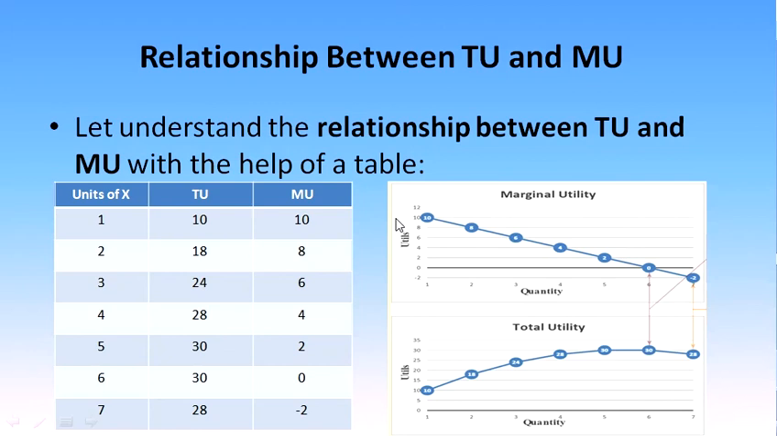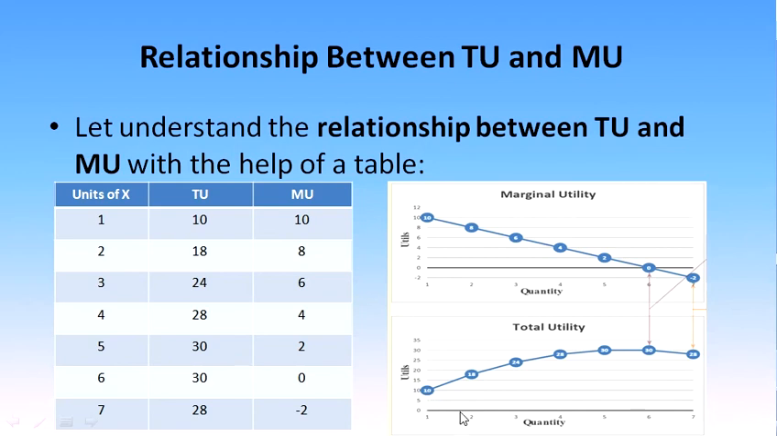So here we have a separate curve for total utility and marginal utility. Let us first see the total utility. When 1 unit of a commodity is consumed, total utility is 10. So here is 1 and 10 is over here. So we get a point over here.